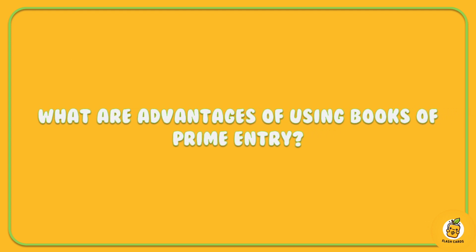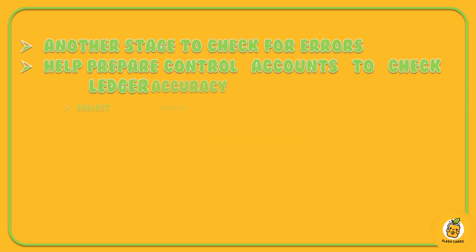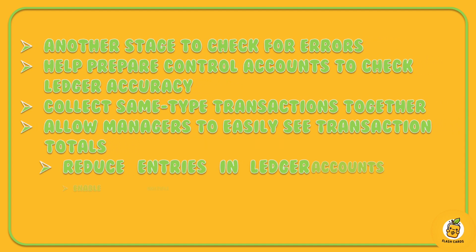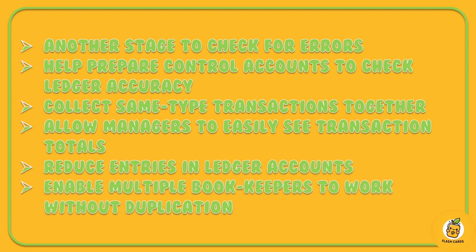What are advantages of using books of prime entry? Another stage to check for errors. Help prepare control accounts to check ledger accuracy. Collect same-type transactions together. Allow managers to easily see transaction totals. Reduce entries in ledger accounts. Enable multiple bookkeepers to work without duplication.